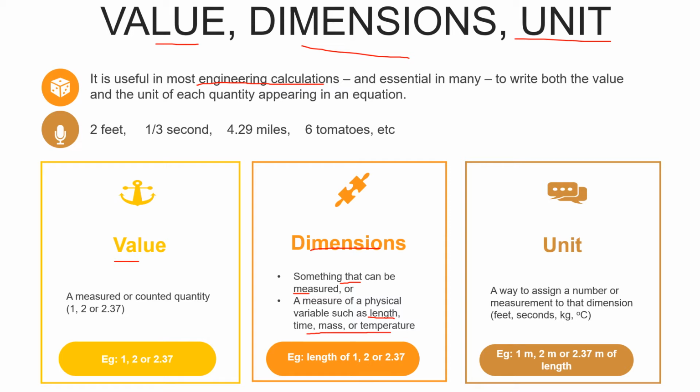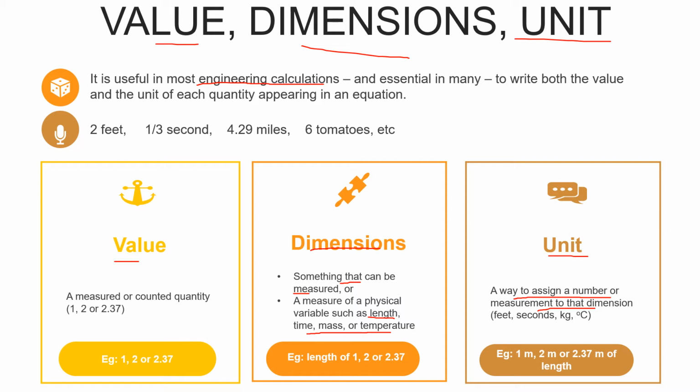So this is called a dimension. And then what is the unit? Unit is a way to assign a number or measurement to that dimension. For example, feet, second, kilogram, degree Celsius, meter. So that is a unit. These three things are related to each other.